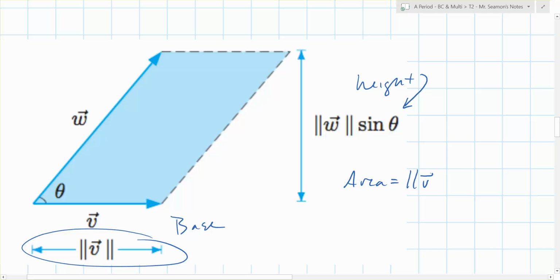The magnitude of V times the magnitude of W sine theta. Now, that right there is the geometric definition of the area of a parallelogram. If we have the magnitudes and the angle between, we're good to go.